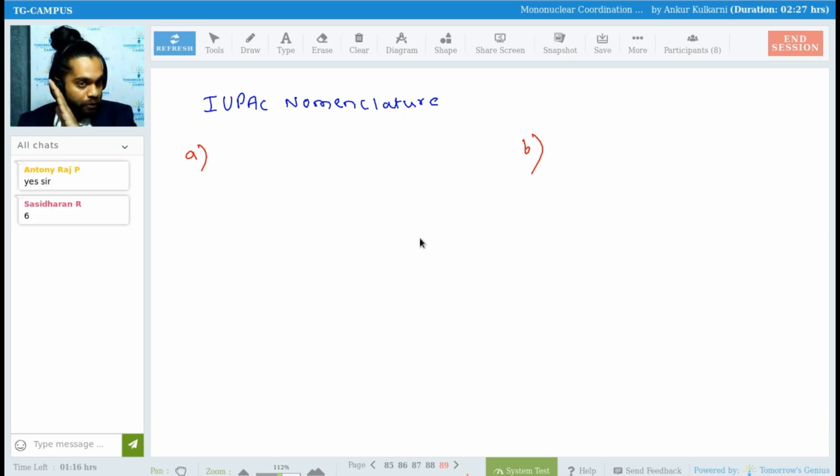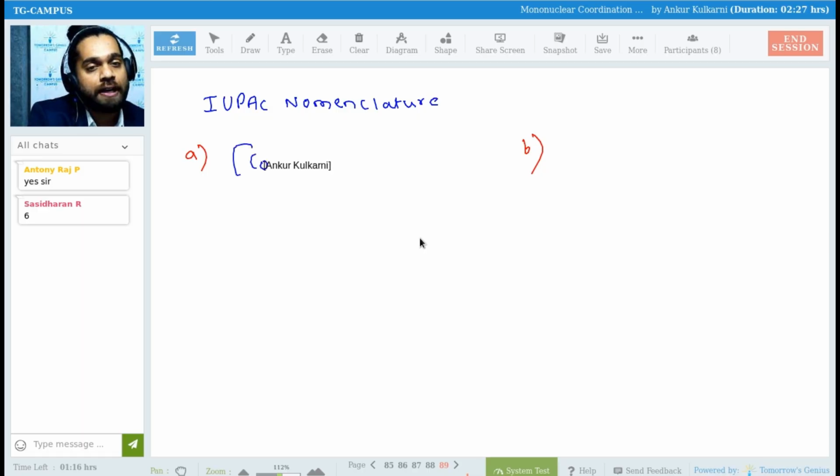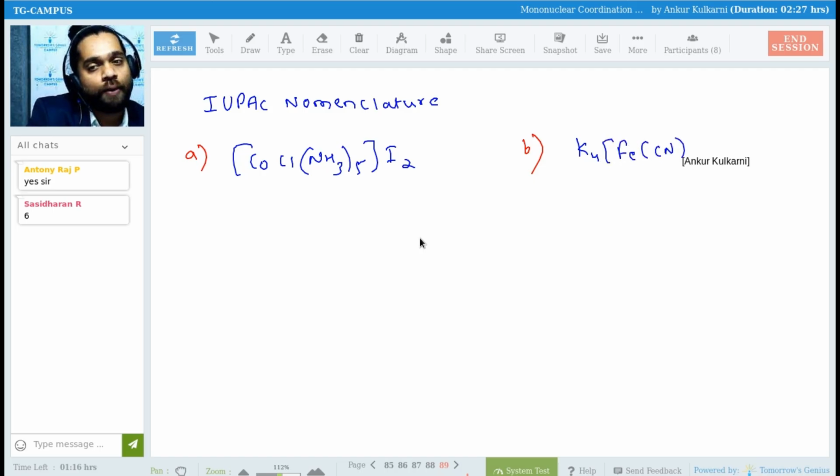There are two sets of rules for two different compounds. Suppose I have a compound like this, what we have done previously, [CoCl(NH3)5]I2. Suppose I have a compound K4[Fe(CN)6]. Can you tell me what is the difference over here? What is the difference between these two compounds? What can you observe?